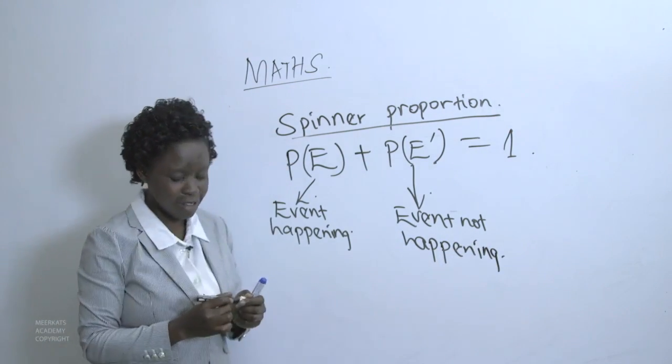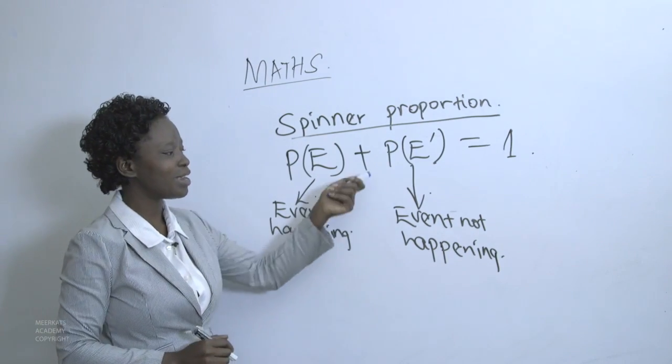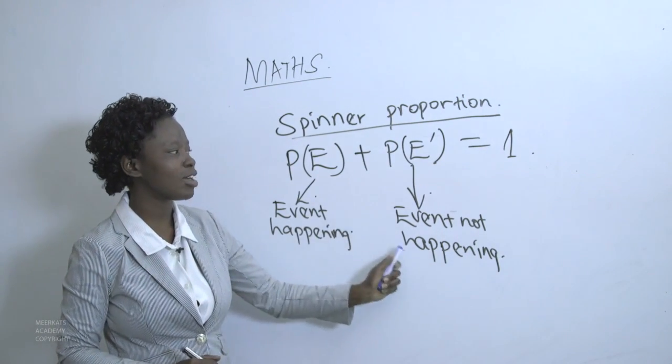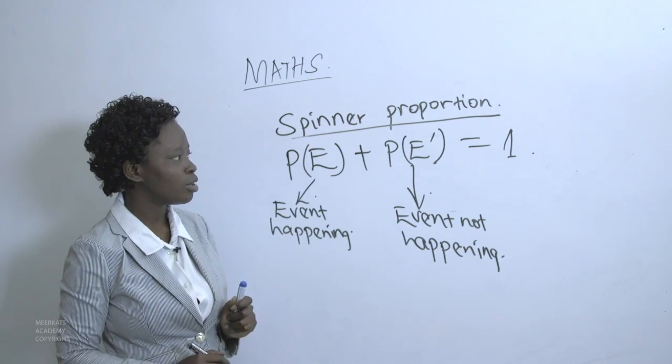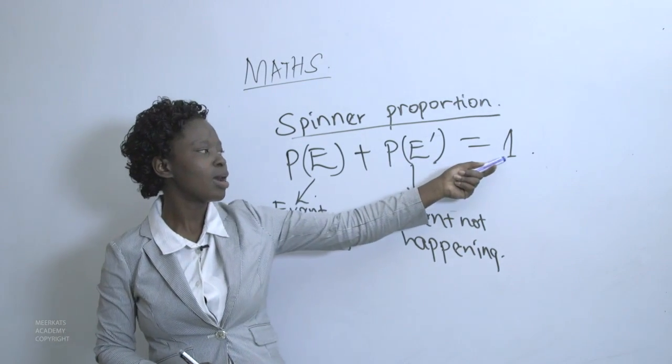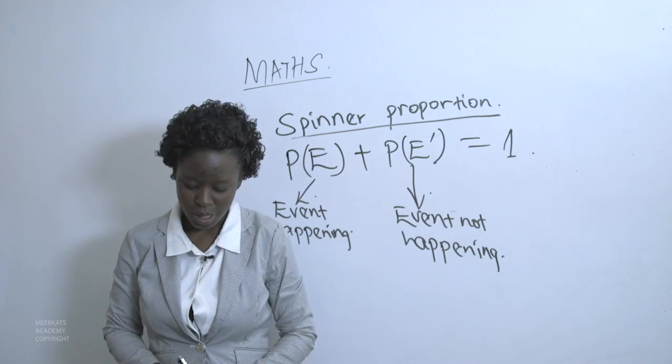So when you have a chance of an event happening and a chance of an event not happening, we add the 2 events, then our answer should be 1.